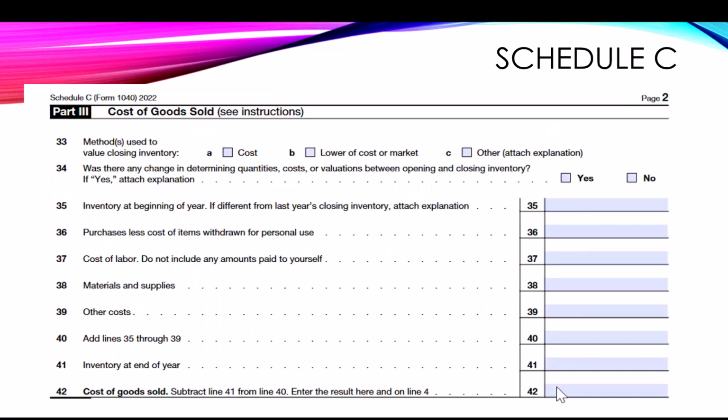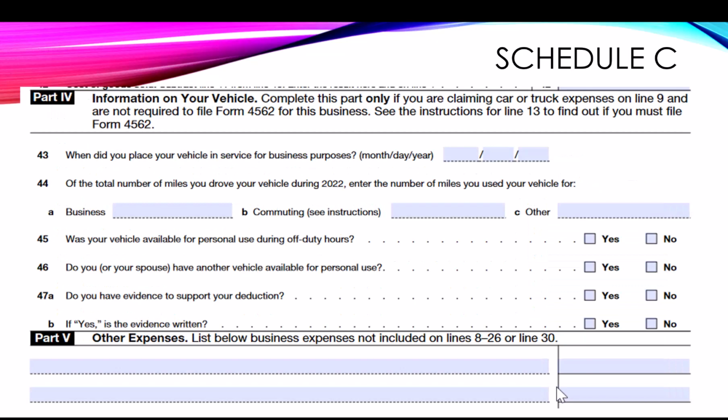The backside of the Schedule C asks for particular details with respect to the cost of goods sold, as well as information on a vehicle. This latter piece is requested because so many people use their cars for both business and personal use.